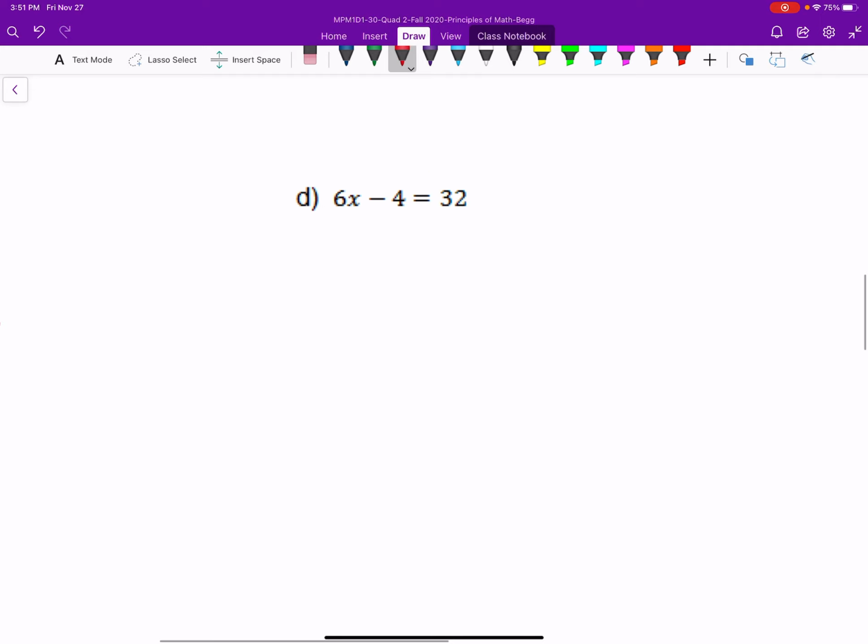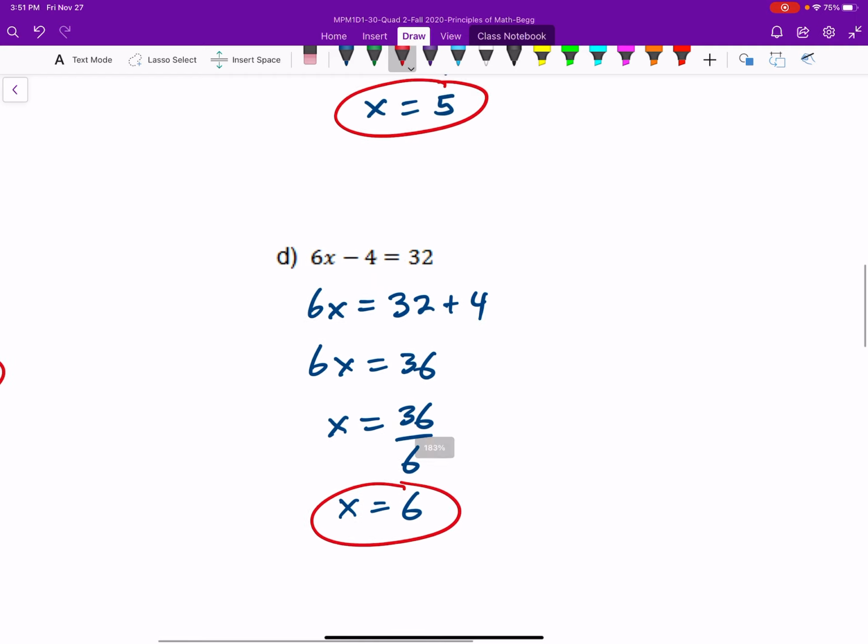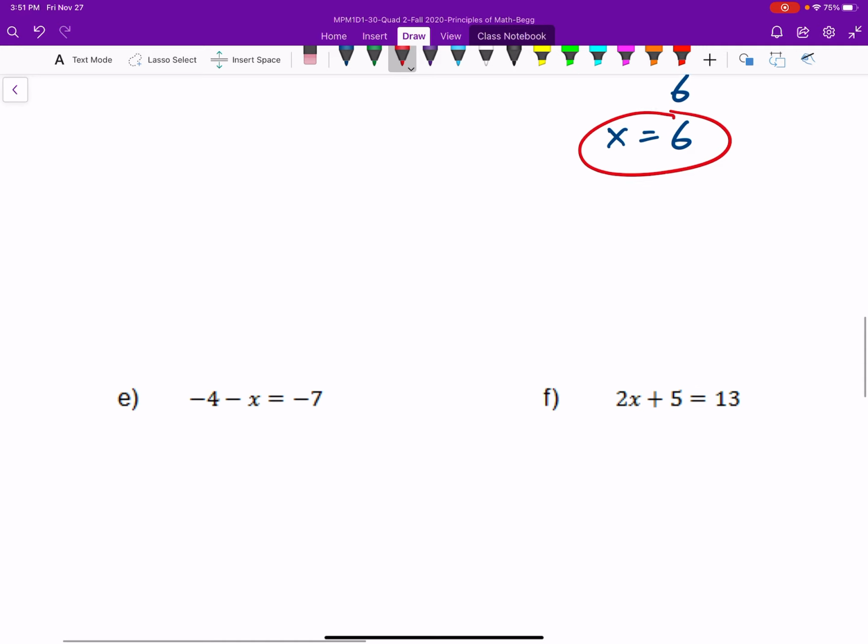Here's a two-step one. So again, reverse order of operations means I'm going to take care of the minus first. So I'm going to bring that 4 to the other side, and I'm going to add it. So I've got 6x equals 36. Then I'm going to divide both sides by 6, and x equals 6. 6 times 6, if I plug it back in, is 36. And if I take away 4, it equals 32, which is what I was looking for.